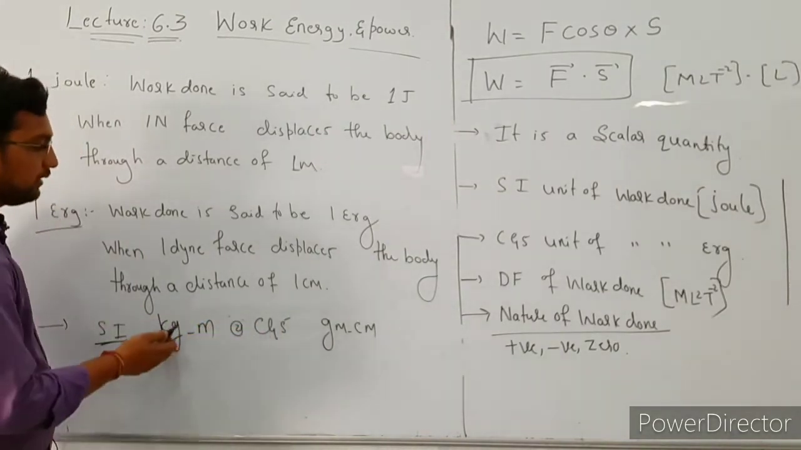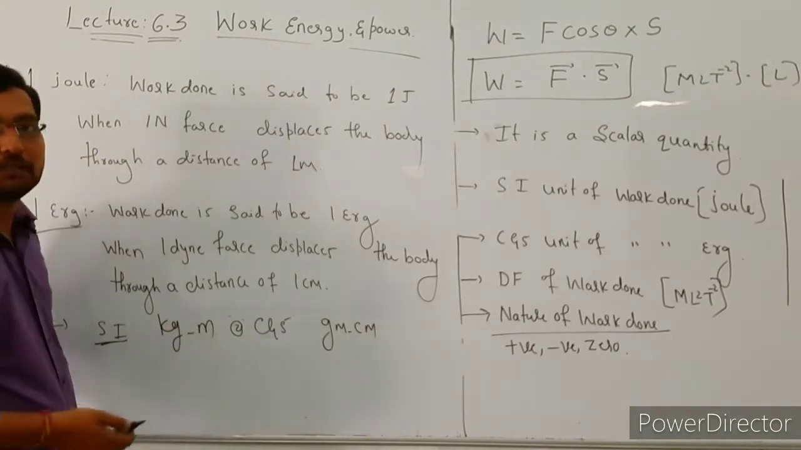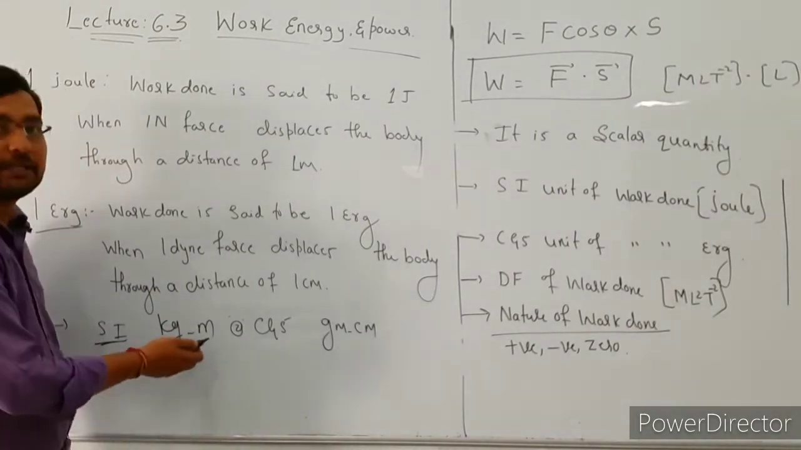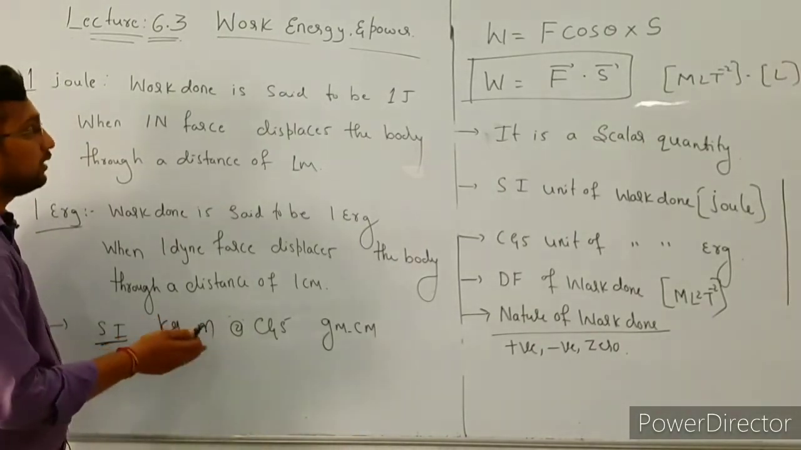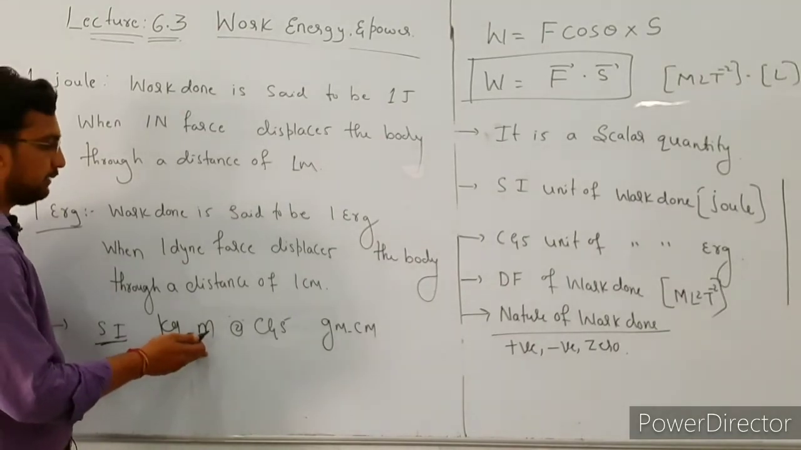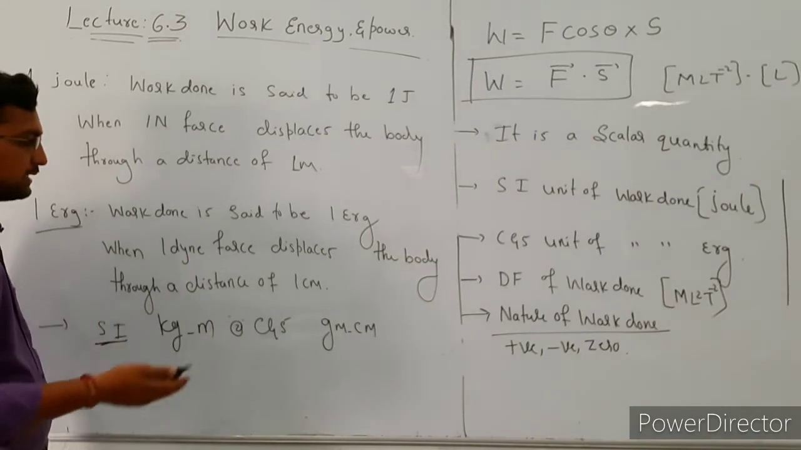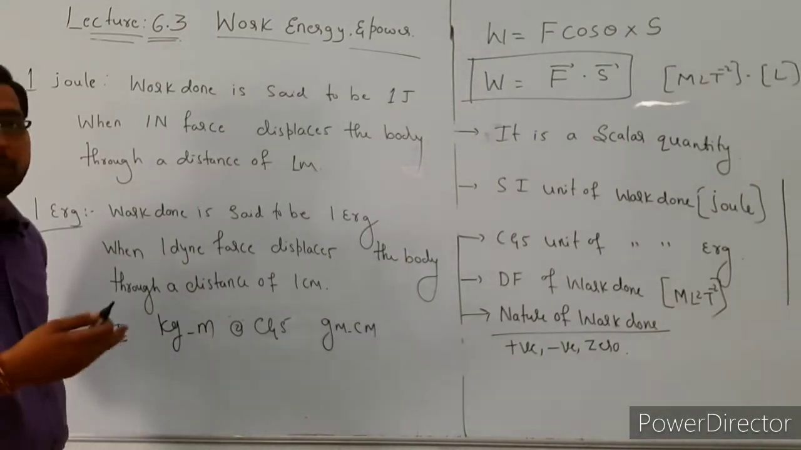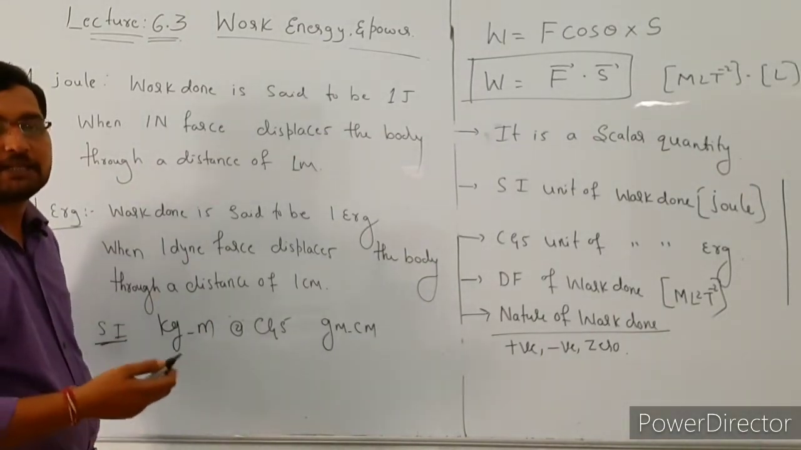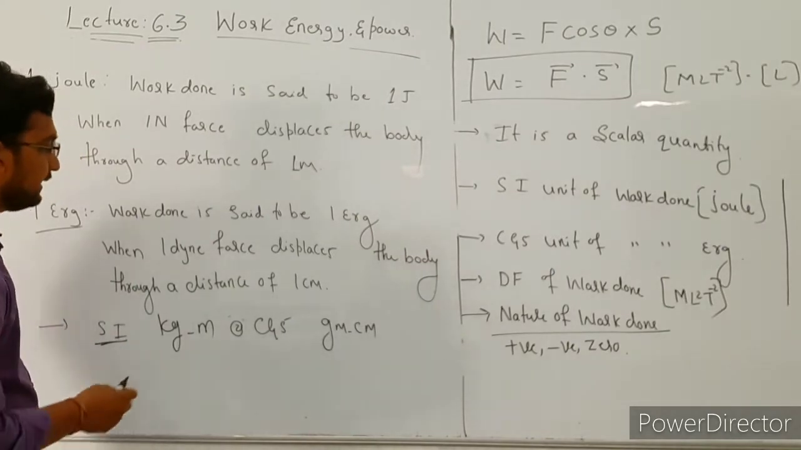So then how can we define this kg meter? It is also very simple. Work done is said to be 1 kg meter when 1 kg weight of force displaces the body through a distance of 1 meter. So that is the definition of 1 kg meter.